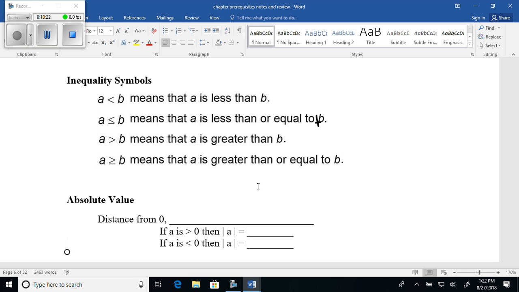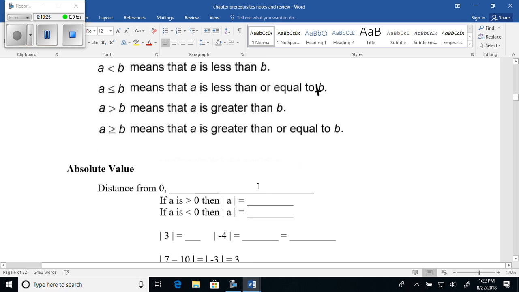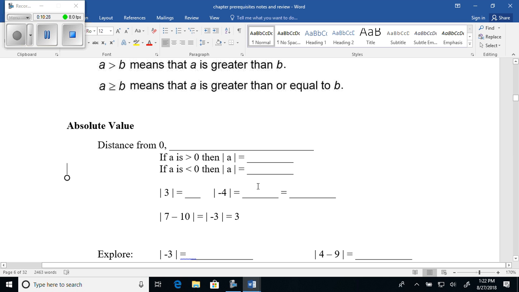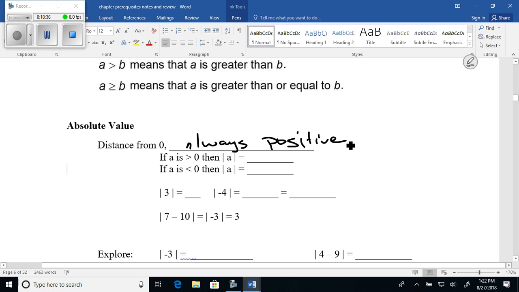Okay, absolute value. Distance from zero? Yes, it's always positive. A is greater than zero. What kind of number do I have? A positive number. If I'm taking the absolute value of a positive number, who do I get back? The number itself, right? So an example would be the absolute value of 4. 4 is a positive number, and that's going to equal 4. Good?